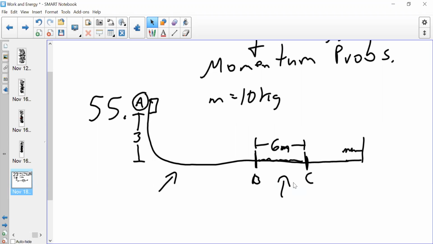The block travels down the track, hits a spring of force constant 2,250 newtons per meter, and compresses the spring 0.3 meters. So as soon as it hits, it compresses it. At that moment, all of that kinetic energy and the work done by friction gets converted into this spring energy. So it momentarily stops.